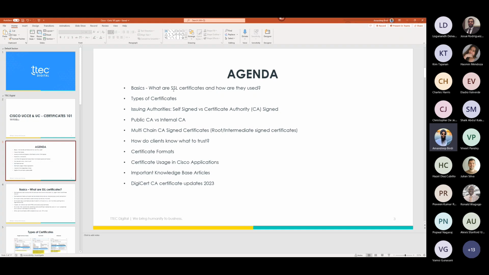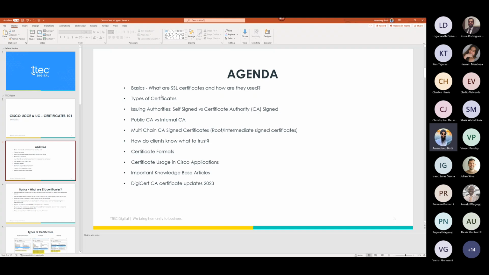And that includes both HCS, it includes WXCCE, also includes our premise customers. And what you learn from this session, I'm hoping will also apply to non-Cisco stuff. Certs are certs, right? There's nothing mysterious about them. What you're learning here will apply to any application or technology that uses certs.